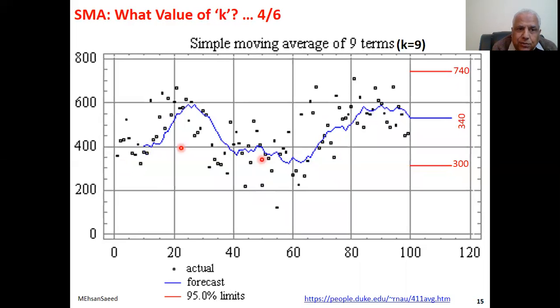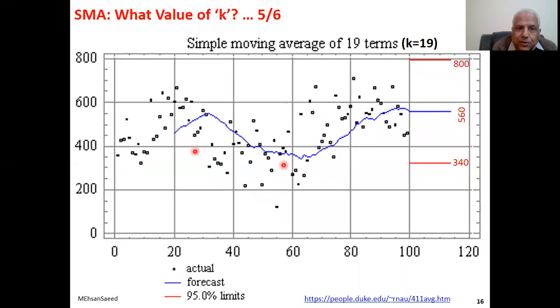This is k is equal to 9. Data has become even more smooth. And this is k is equal to 19. It is almost becoming cyclic now. Those rapid variations have gone.